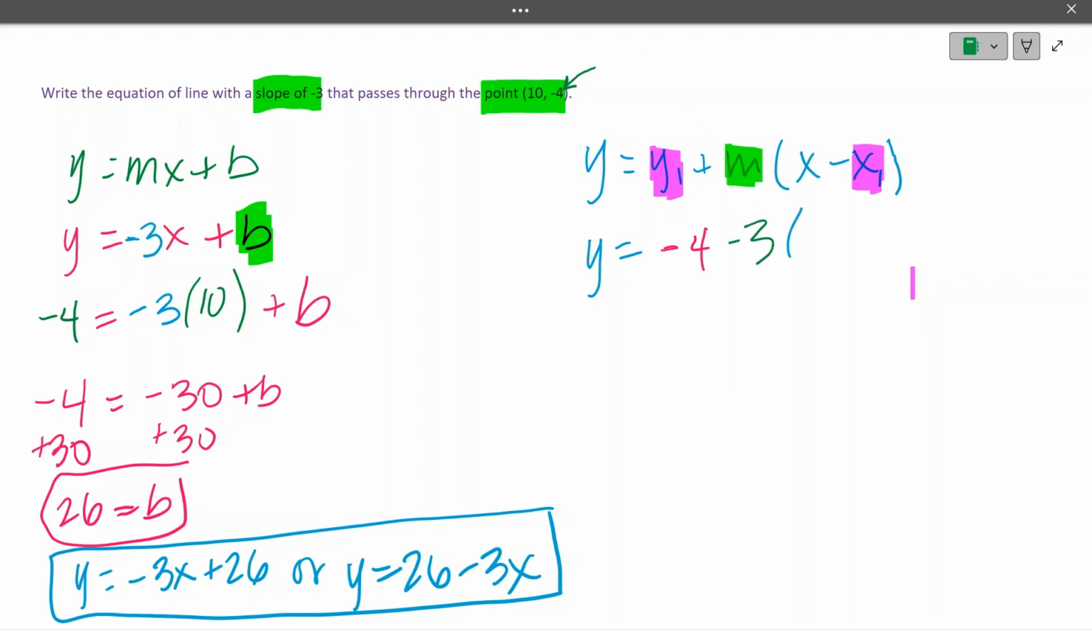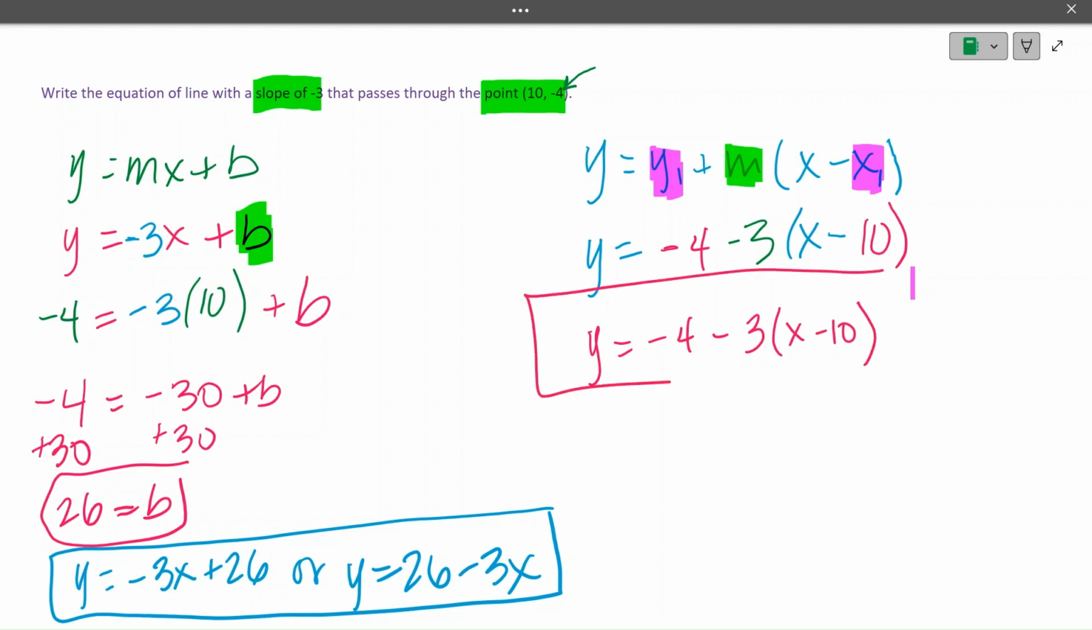Okay. x stays the same. And then I'm going to put in my x1 coordinate, which in this case is 10. Okay, and I'm going to just rewrite this in a slightly neater way. And if we are to write our equation in point-slope form, this is the final equation.